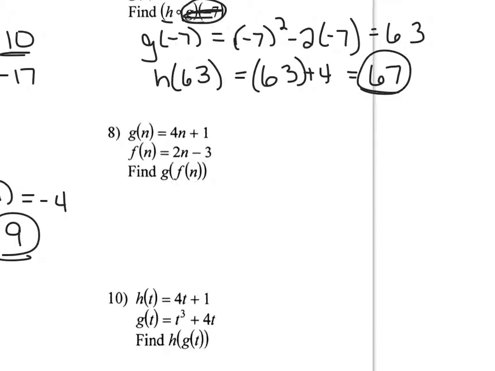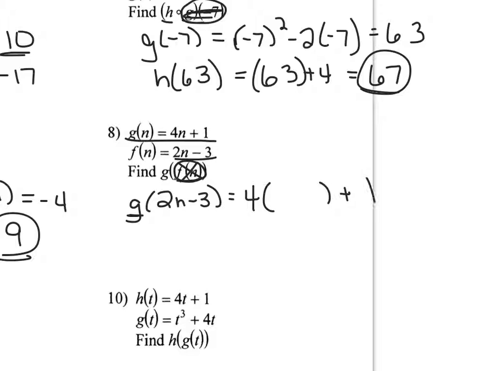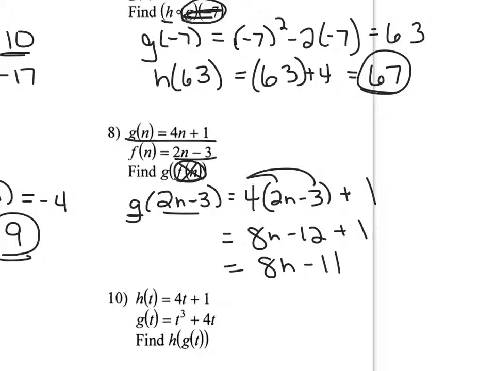And then here we're doing g of f of n. So remember, this is a whole function. We just take that and replace it with 2n minus 3. Okay, and now all we have left here is g. So we rewrite g without the n for n plus 1. So we write 2n plus 3 in every parenthesis and distribute through. 8n minus 12 plus 1, so 8n minus 11.